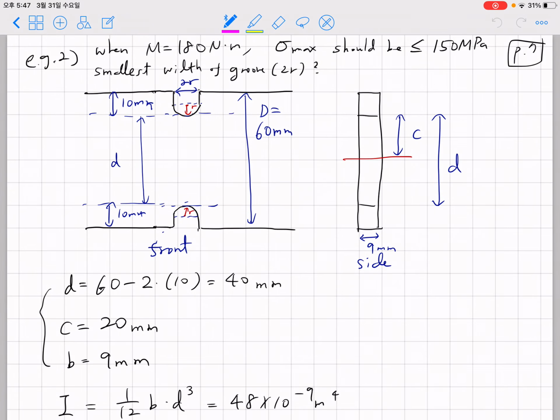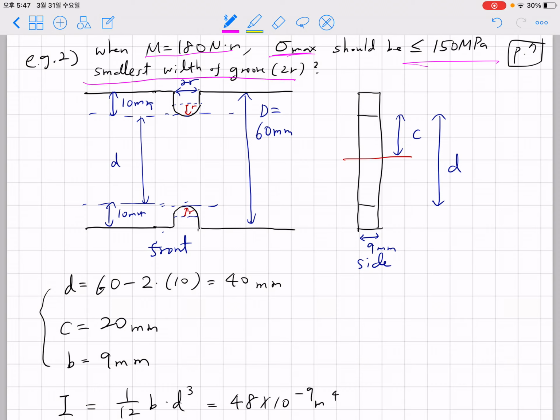Now let's try to solve a second example problem. In the second example problem, we have an external moment M of 180 Newton meter, and the problem gives a constraint that the maximum stress out of this bending should be smaller than 150 megapascal. Possibly, that will be the allowable stress of the material. Then the problem asks what will be the smallest width of the groove that we can make.